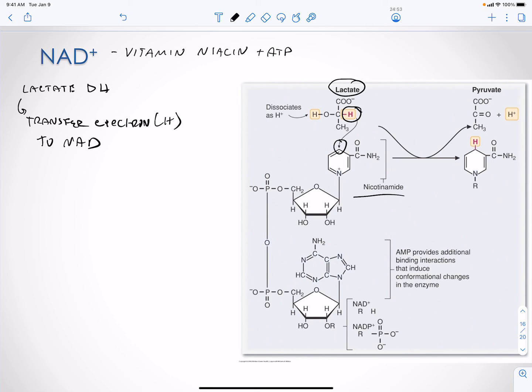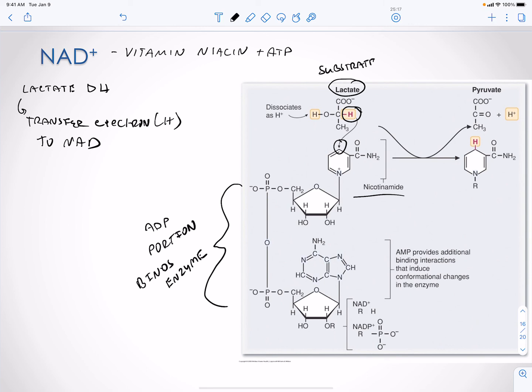Now the other thing to note is the ADP portion of NAD is going to bind to the actual enzyme. Okay, and then this, of course, lactate is the substrate. And then NAD dissociates, and then NAD can donate its electron, or it releases the electron and forms your pyruvate.